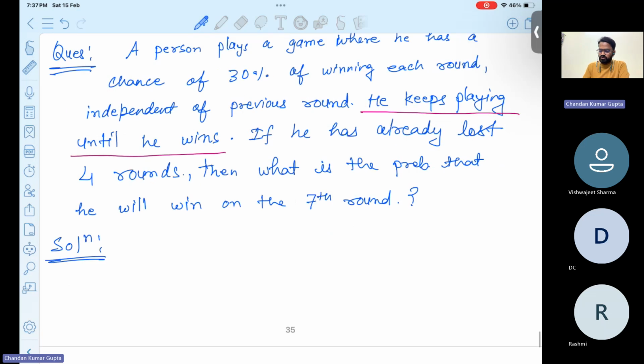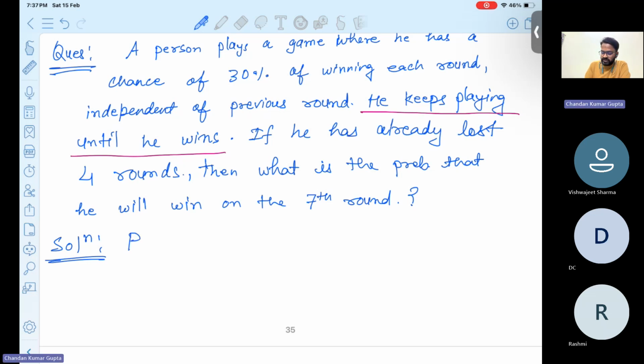Now, how to proceed? There is one more consideration. Since it is given that he has already lost 4 rounds, we need the probability that he will win on the 7th round. As I was telling earlier, the geometric distribution in case of a discrete random variable and the exponential distribution in case of a continuous random variable have the memoryless property. So this can be solved with the help of the memoryless property even.